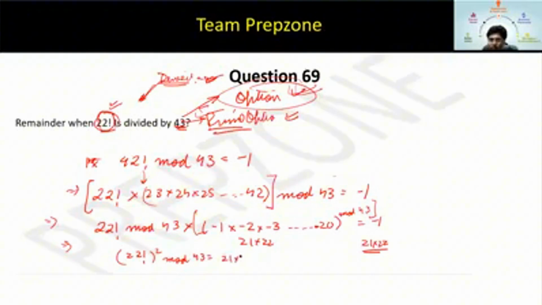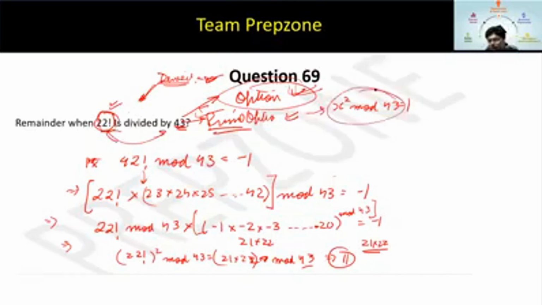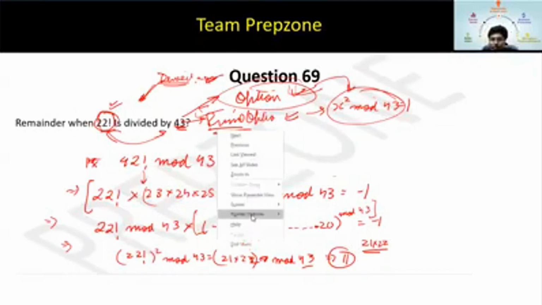So 22 factorial square mod 43 will be equal to 21 into 22 mod 43, right? Sorry, 21 into 22 mod 43. This will be nothing but 11. So I can simply say x square mod 43 is 11, and the question asks the value of x. You can put the option values that are given, and you can obtain your answer. This is one method if the option is given. What if the option is not given? Then how can you proceed? See, if the options are not given.